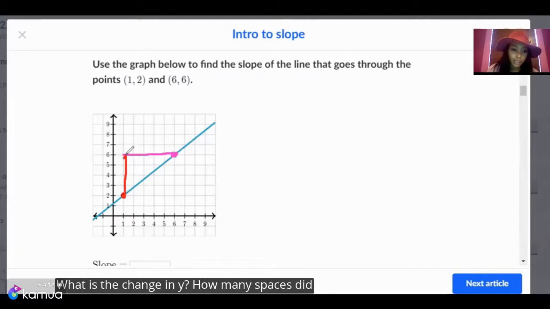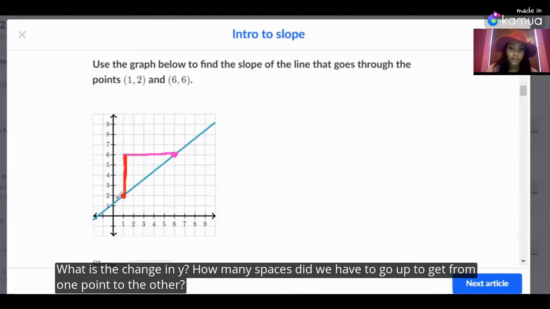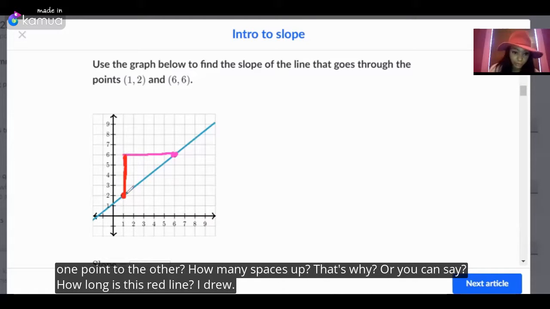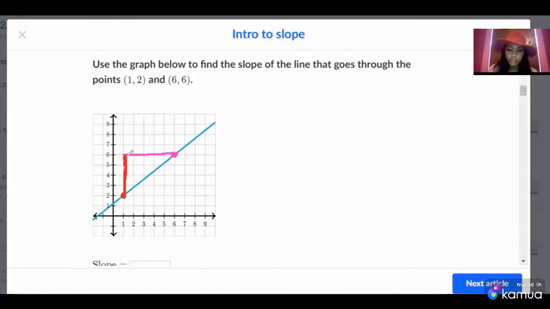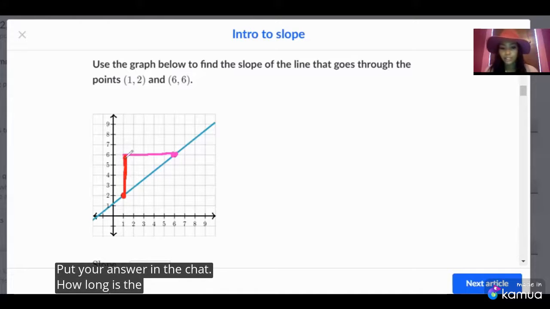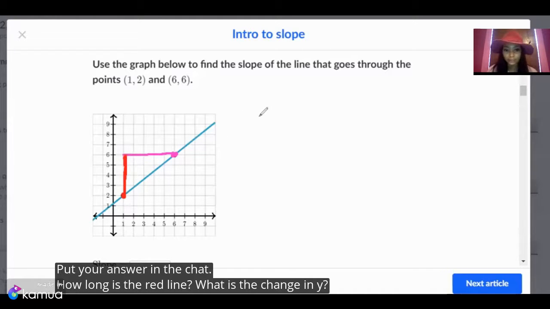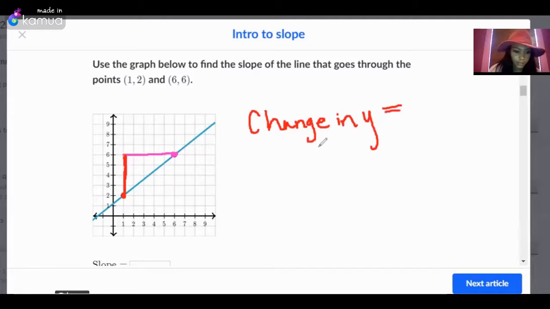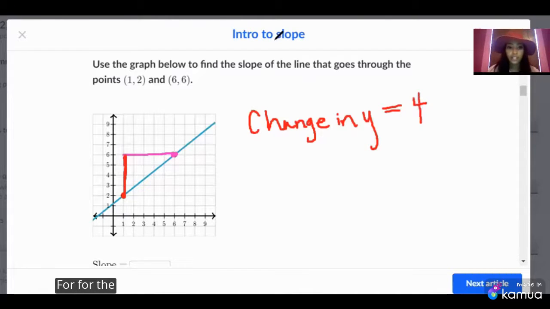How many spaces did we have to go up to get from one point to the other? How many spaces up? That's y. Or you can say, how long is this red line I drew? Put your answer in the chat. How long is the red line? What is the change in y? Okay, we get 4. 4 for the change in y.